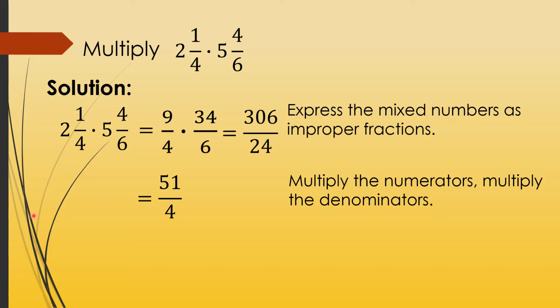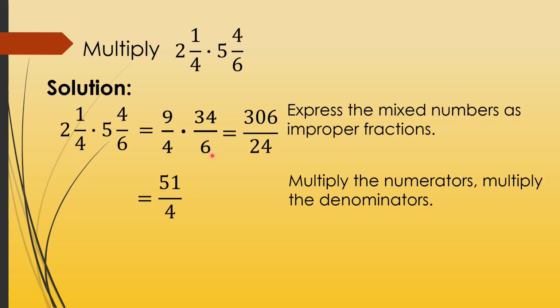Or in mixed fraction, this will become 12 and 3/4. Bakit siya naging 51? Ang ginawa na natin is hinanap na natin ang lowest number or lowest term ng 9 times 34 at ang 4 times 36.